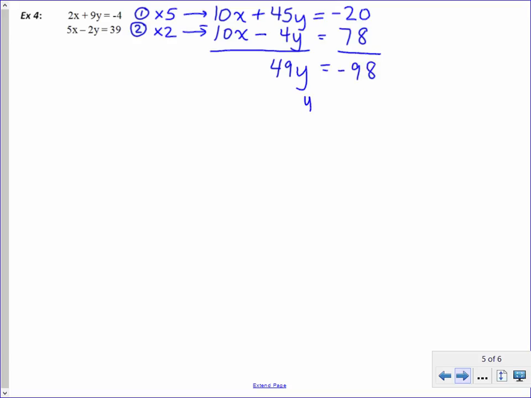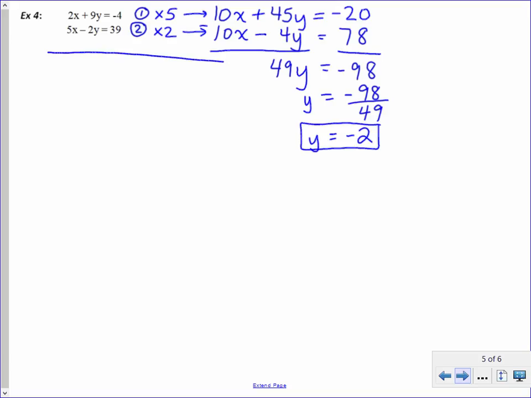Y equals -98 divided by 49. -2. Okay, and this is where, if you want, you can use some little lines to help separate your steps. So that was step 1.